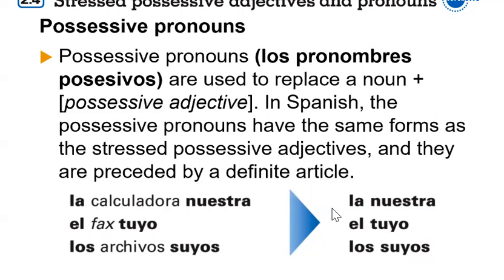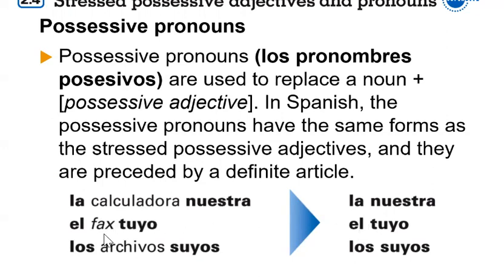And to say that is ours is es la nuestra. It's ours. So nice. Again, this is actually the whole word right there. El fax tuyo, that is your fax. We can say that is yours, el tuyo.